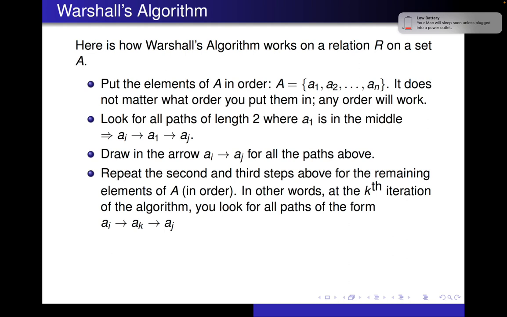So at the kth iteration of the algorithm, we're going to look at AK in the middle, and we're going to look at all AI pointing to AK and all elements AJ that AK points to, and then we're going to draw the arrow AI to AJ for all those.